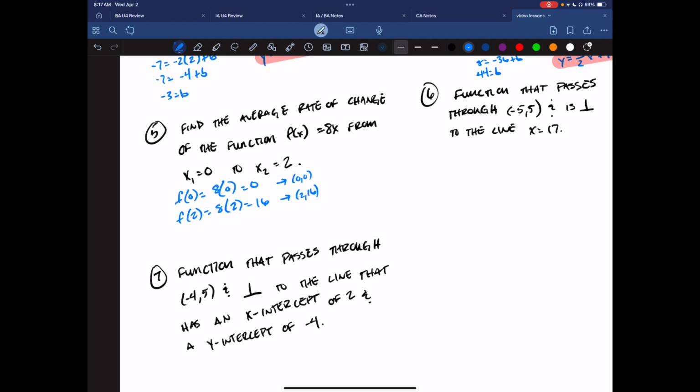So I can do slope that way. 16 minus 0 over 2 minus 0, it's going to be 8. And that's what they're looking for. Again, average rate of change means slope.